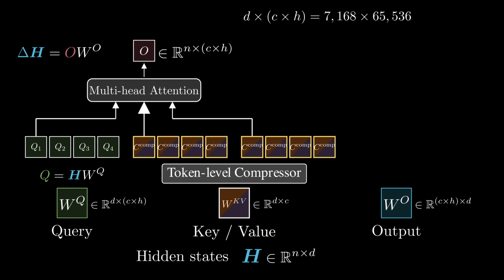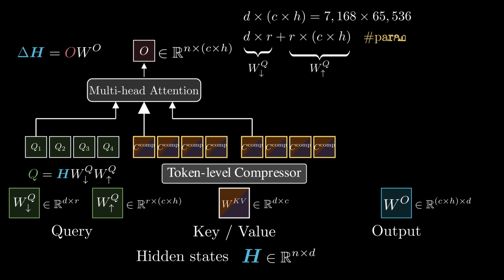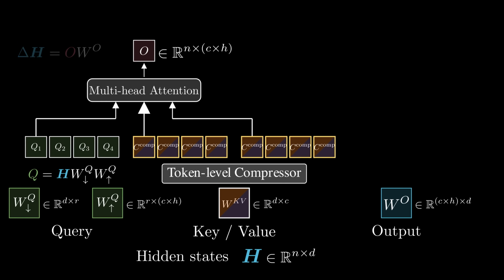We first project the hidden state H to obtain a compressed latent vector for the queries using a down projection matrix, WQ down. Then we produce the attention queries by up projecting the latent vector using the up projection matrix, WQ up. This low-rank approximation reduces the parameter count to just 15.8% of what would be required for the full WQ matrix. We also have a similar problem for the output matrix WO.